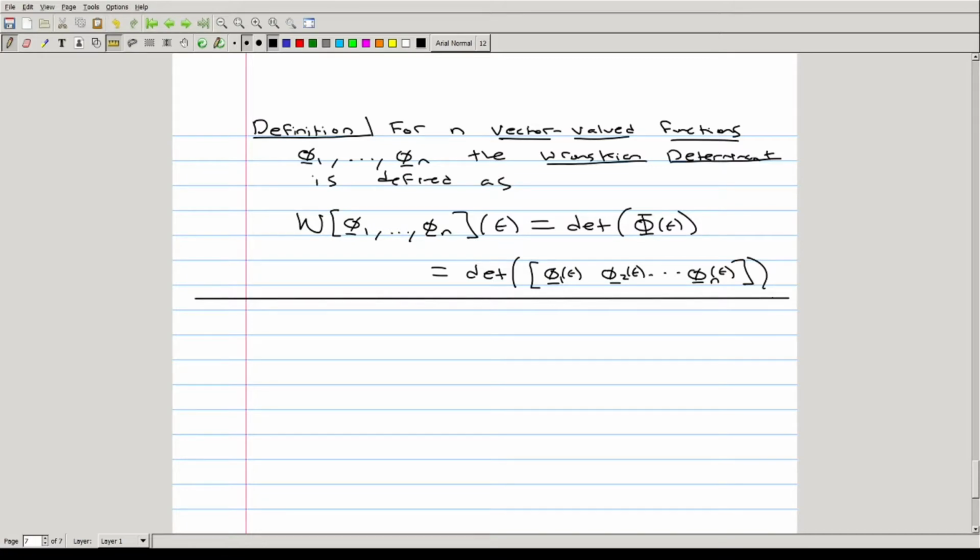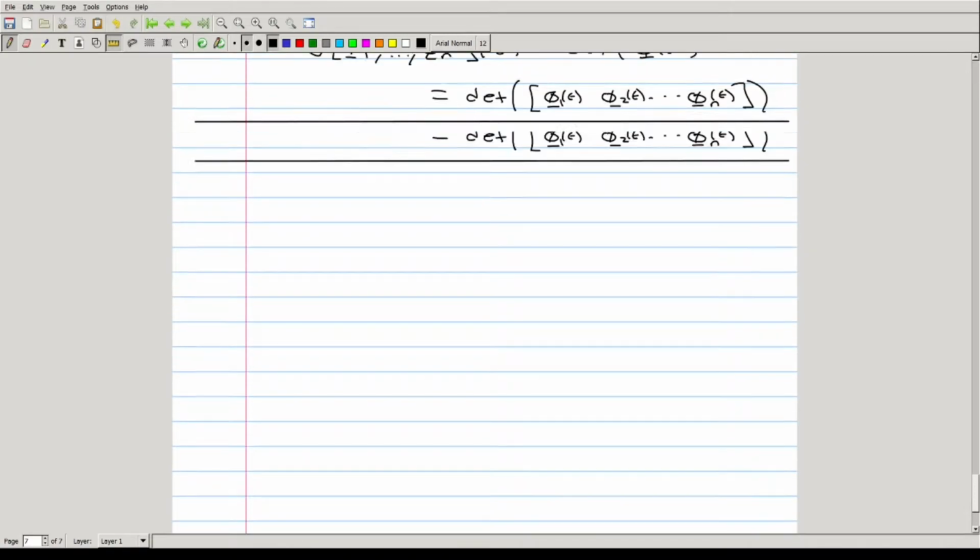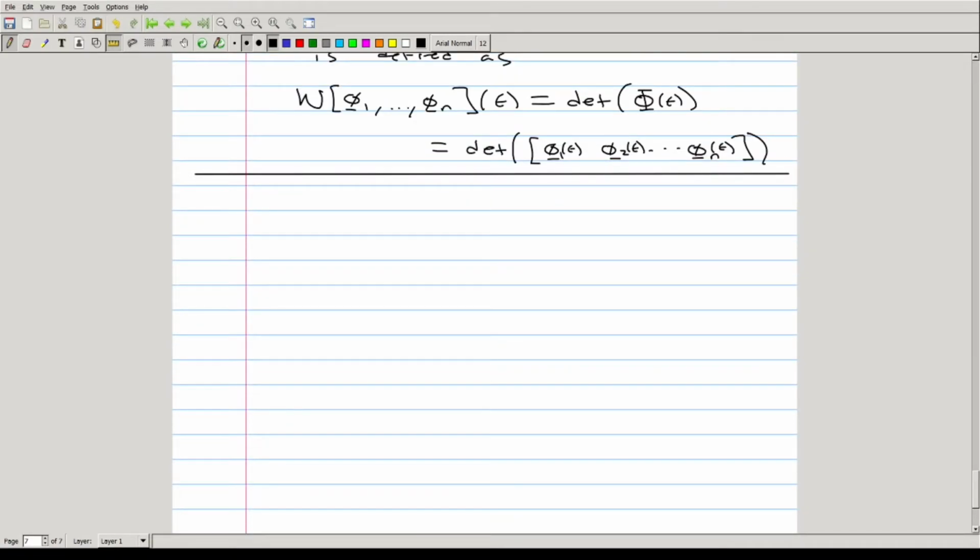And the reason that we're doing this is because this Wronskian contains direct information on whether or not n vector valued functions in Rn are linearly dependent or linearly independent on a given interval. And as such, it gives us a direct method for checking whether or not we have the correct fundamental solution set.